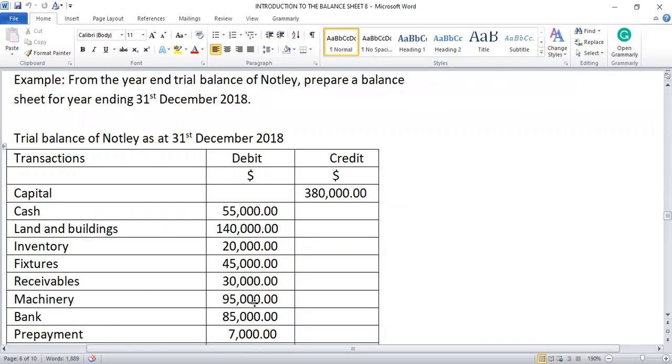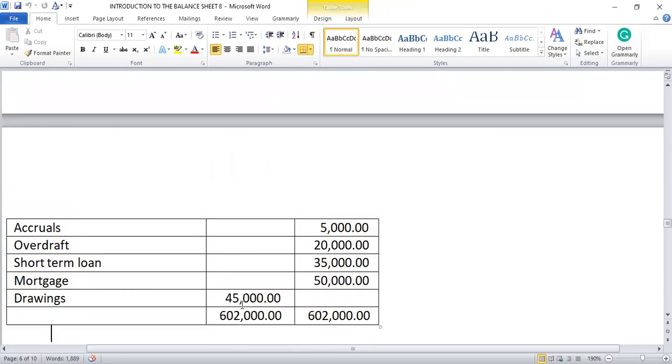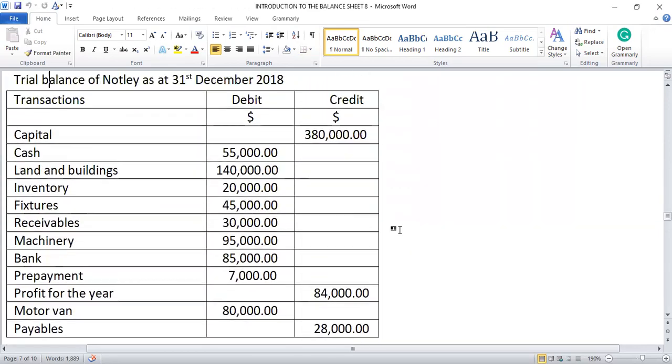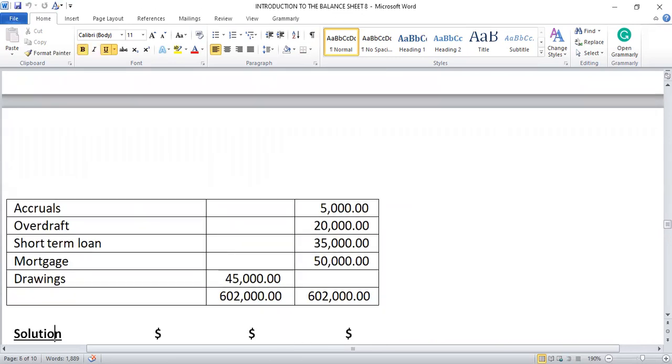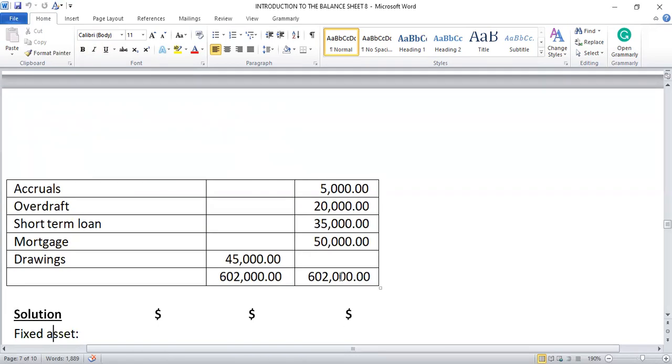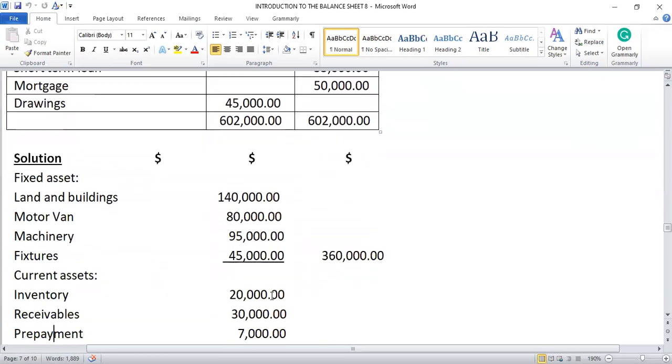So all the debits should be added up. Let's go to $602,000. And all the credits also should be added up. So we add up all the credits. It's $602,000. And I said, if at the end of the day you realize your trial balance is not balanced, then you have to go and check the ledger. So, okay, this is what we use to prepare the balance sheet. So you just insert the figures. We are inserting the figures into our format.